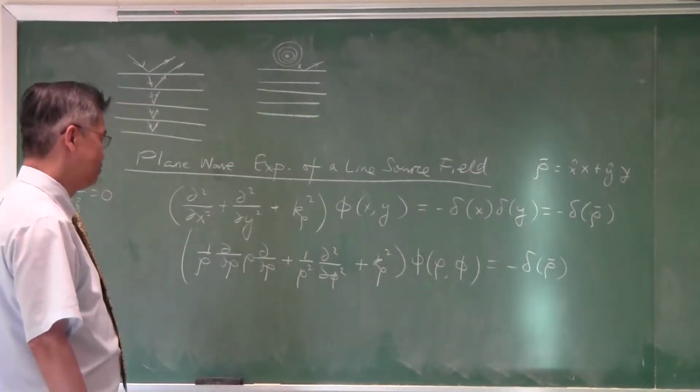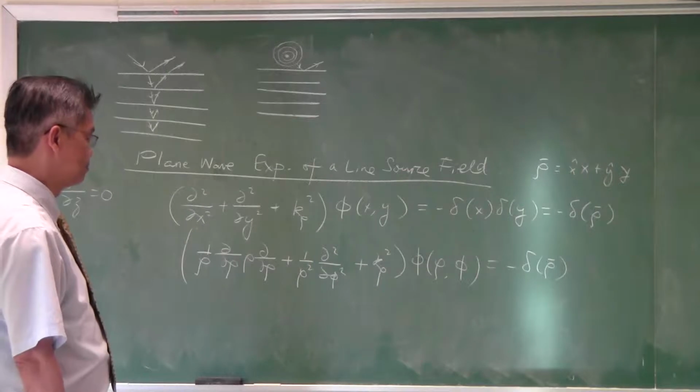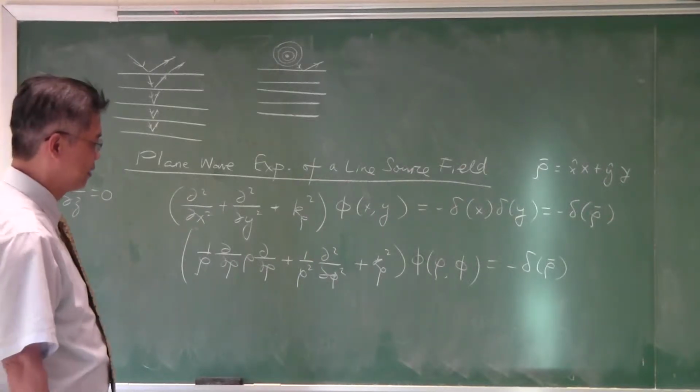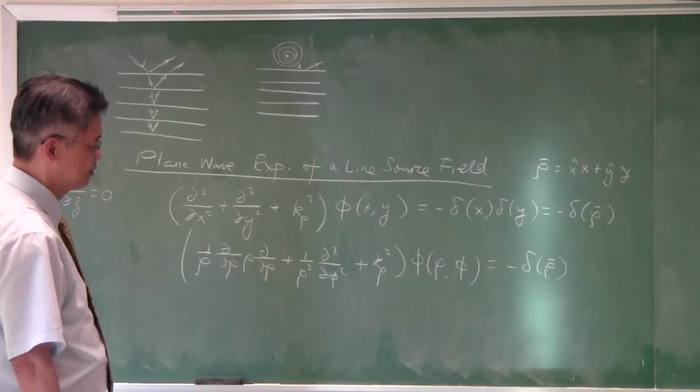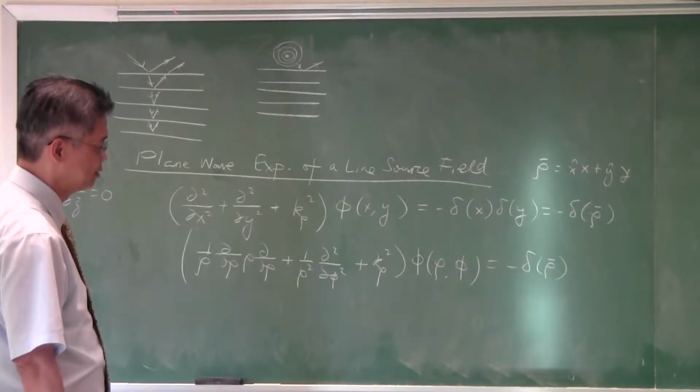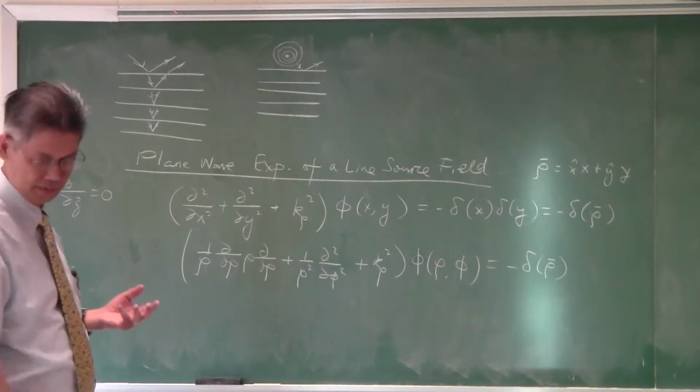And how do you write a delta function in cylindrical coordinate system? It's kind of tricky, but let's leave it the way it is, because it's kind of tricky to write it in cylindrical coordinate system.